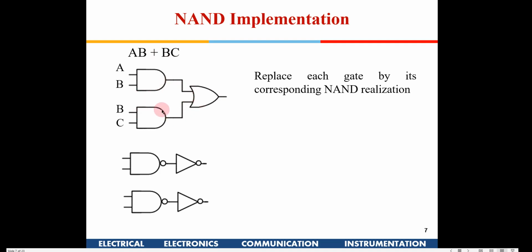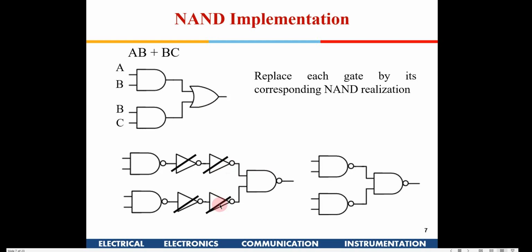So we straight away implement with AND OR gates, and then slowly replace each of these AND gates with the corresponding NAND implementation. This particular AND is NAND followed by an inverter. This AND is NAND followed by an inverter. This OR is NAND with the inputs prefixed by an inverter. So I have made this, and now I have cancelled these two inverters and obtained a simplified NAND implementation. Is it okay now? Okay. So this is one option.